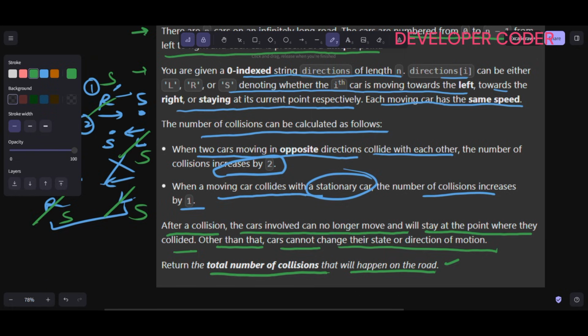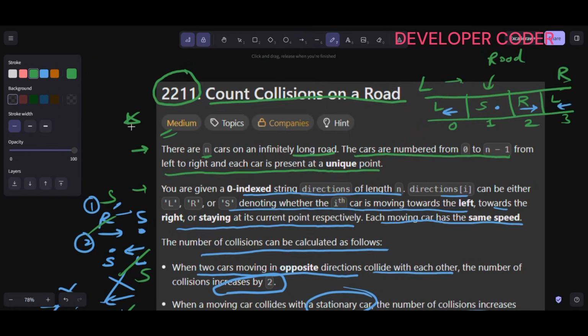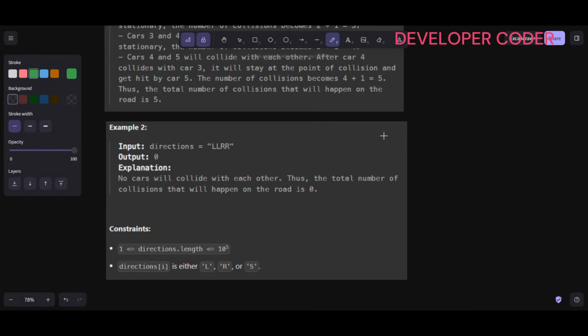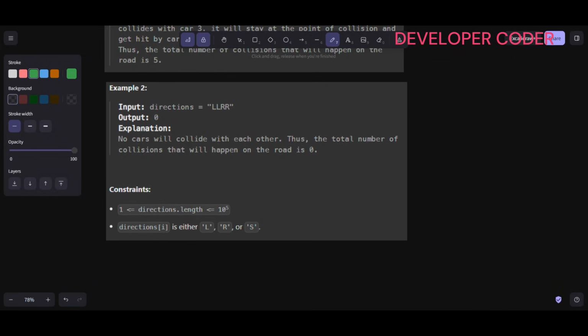Very interesting problem, actually. Let's see these examples a little bit later on. First see these constraints: directions.length is from 1 to 10 to the 5, and we have only these directions L, R and S.